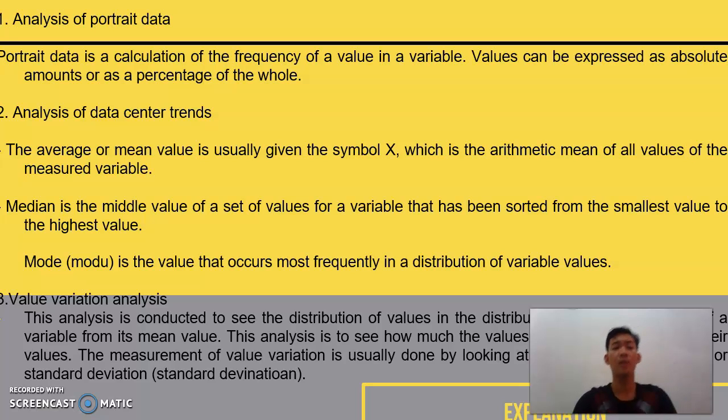And the third is the mode. The mode is the value that occurs most frequently in the distribution of the variable's values. It's easier for researchers to find the most frequent value, for example in rankings. And the third analysis is value variation analysis. Value variation analysis is conducted to see the distribution of values of a variable from its mean value. It means this analysis shows how much the values of the variable differ from the other values. The measurement of value variation is usually done by looking at the range of the data or the standard deviation.